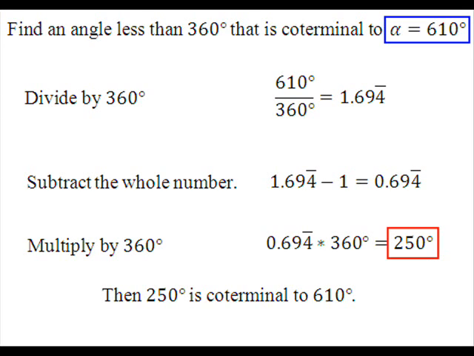So here, 610 degrees divided by 360 is 1.694 repeating. Subtract the whole number 1 and we get 0.694. Multiply this decimal by 360 and we get the answer 250 degrees. So 250 degrees is coterminal to 610 degrees.